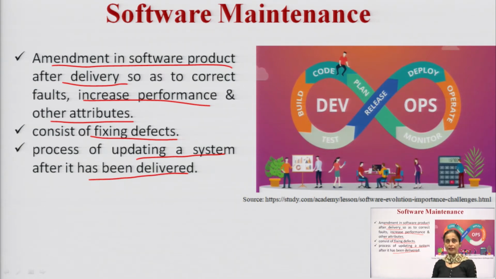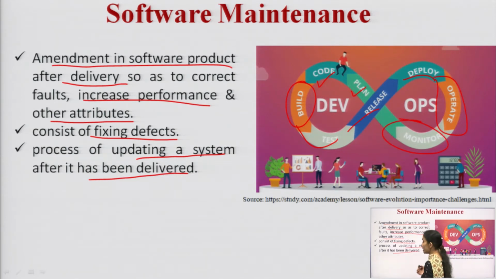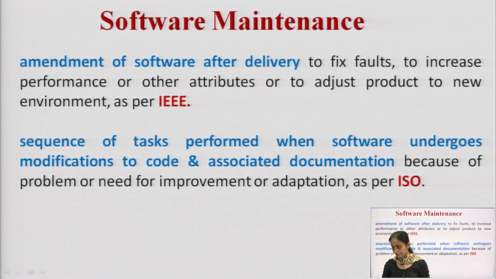So, what we are doing is correcting errors and making changes as per the new system, in the product after its delivery. Here we can see we started with planning, then we coded it, we built the product, we tested it, we released it, then we deployed it. Here comes the operation and monitoring stage, where maintenance comes into the picture.